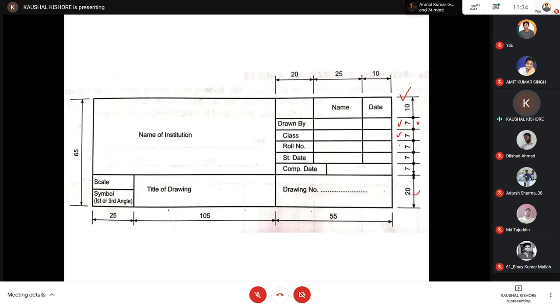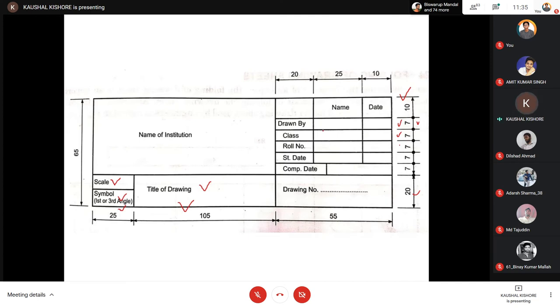And the lower part is 20 mm. The 20 mm is divided into two parts. The first part is 25 mm, the other part is 105 mm. In this section, you have to write the title of the drawing, or title block. In the second one, the scale, you have to write the scale, either 1:1 or 2:1 or 1:2. Then you have to write the symbol, either first angle projection or third angle projection.